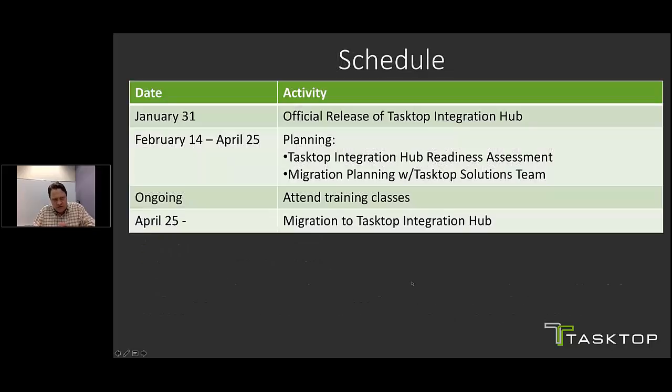So kind of the schedule for what's going to happen. We released on January 31st. Obviously, we're here on Valentine's Day for the webinar. So between now and the end of April, it's when we're going to be doing our planning. So we'll be reaching out to you to conduct a Tasktop Integration Hub readiness assessment and start doing that migration planning involving our solutions teams.